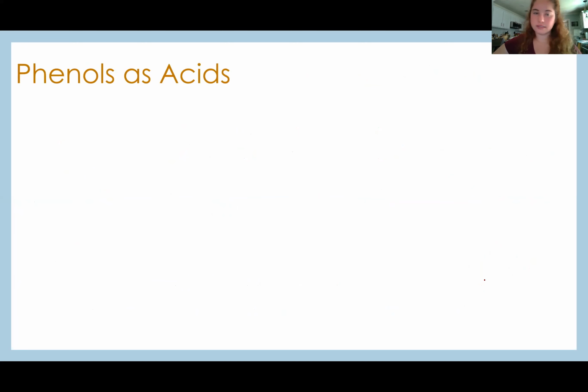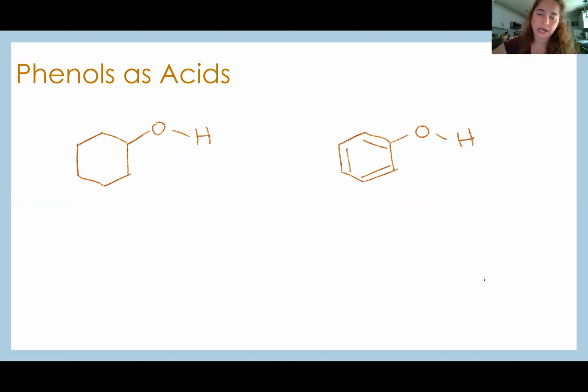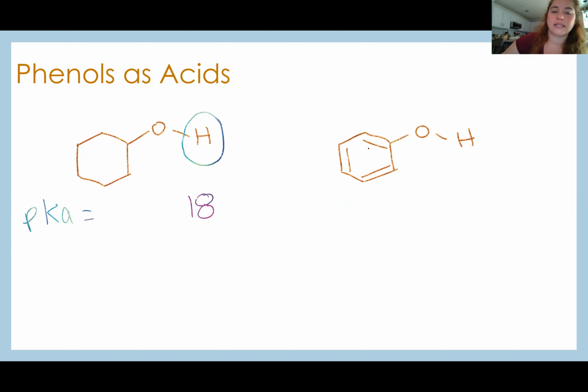Our next topic is phenols as acids. So we're going to compare cyclohexanol to phenol because they have the same number of carbons and even kind of the same shape. Not really. What we're going to learn later is that benzene is flat and cyclohexane is definitely not, but it kind of looks the same to us. So the pKa of cyclohexanol is really close to any other alcohol. It's a little more basic than ethanol. It has a pKa of about 18.